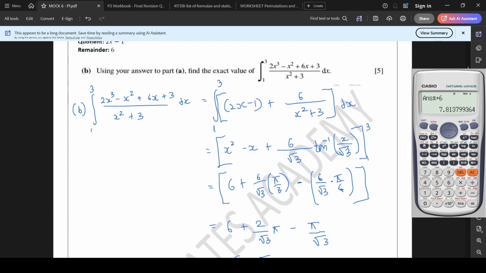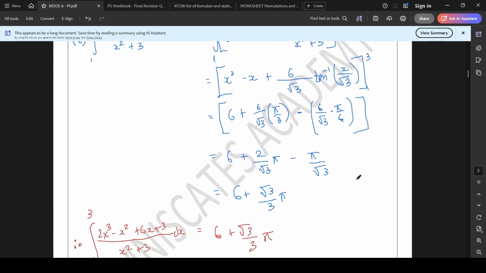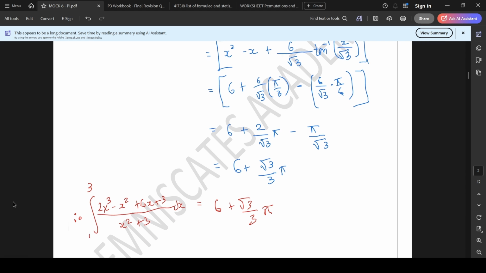Let's see if I plug all of this into my calc, see if I'm getting the same answer or not. Just a quick check. 2x cube, and then minus x squared. After that plus 6x, then plus 3 divided by x squared plus 3. I have to integrate from 1 to 3. Answer is 7.81379. That is exactly what we had. So you just confirmed it very quickly that this is the final answer of this question.